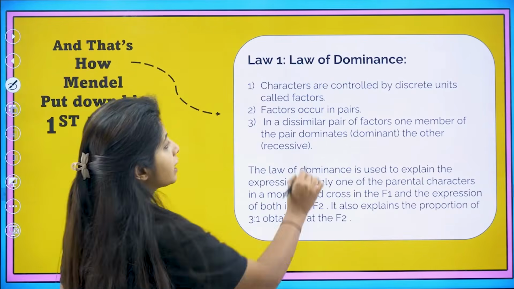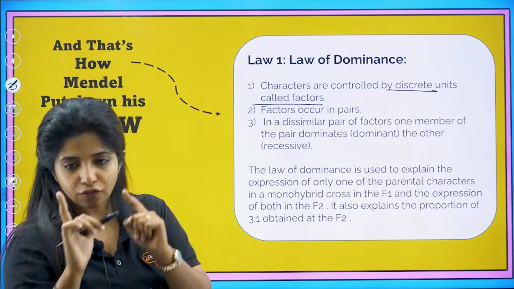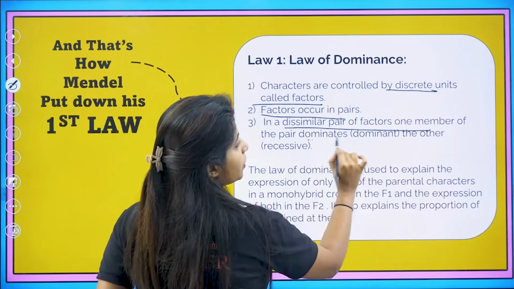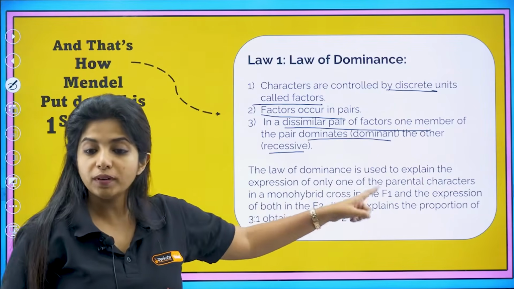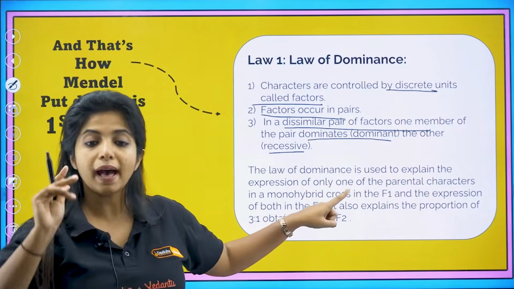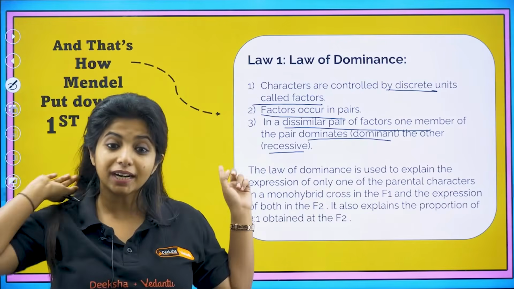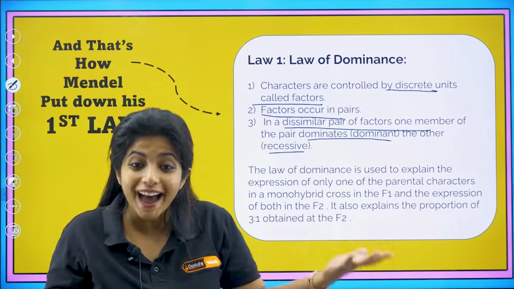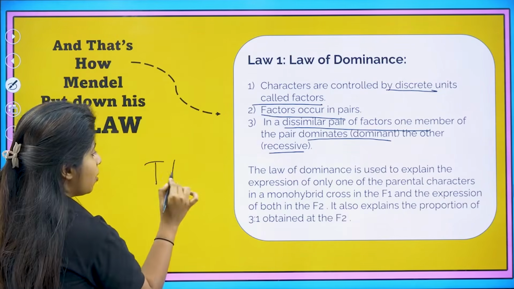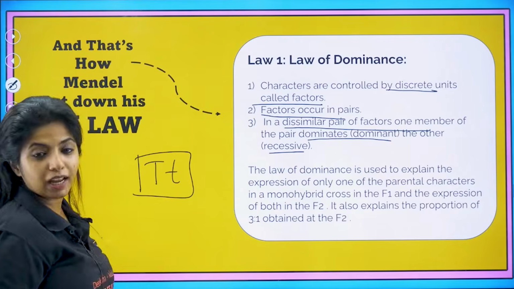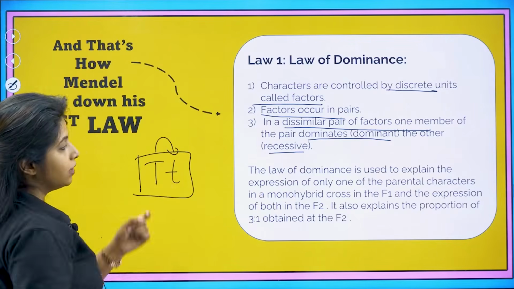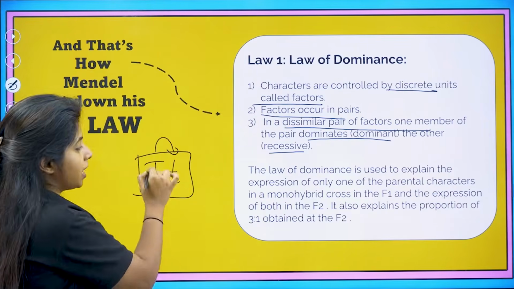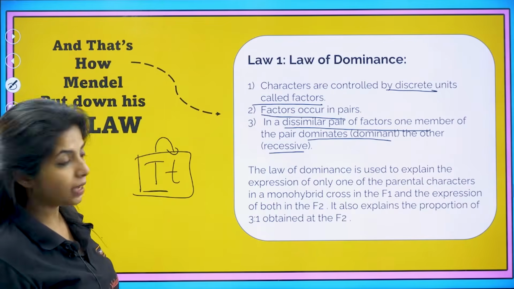So the law of dominance says that characters are controlled by discrete units known as factors. Factors occur in pairs, and in a pair of dissimilar factors, one would be dominating over the other. The law of dominance is used to explain the expression of only one parental character in the monohybrid cross. We studied the monohybrid cross. What do you mean by monohybrid cross? The cross where only one character is studied, that is height. In that, we saw that all the plants in the F1 generation showed only one character. So how do we explain it? By the law of dominance, because this particular allele is the dominant one.